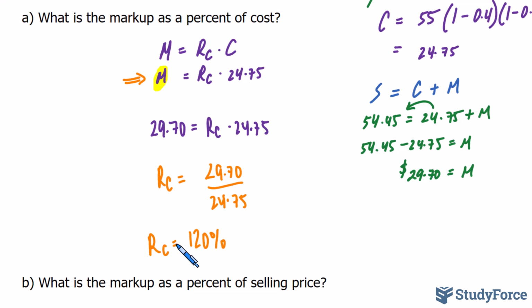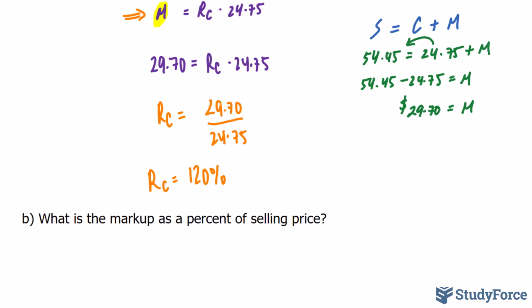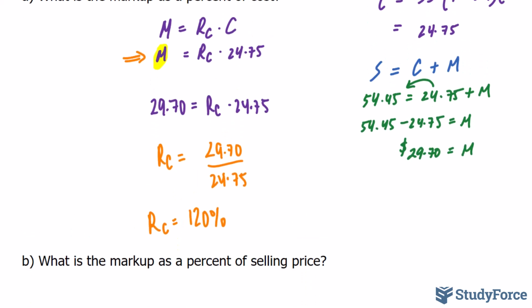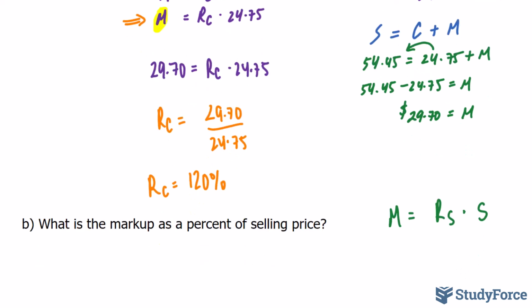Now that's based on cost. In the next example, we're asked, what is the markup as a percent of selling price? The formula to find this is almost identical to the previous formula, M is equal to R sub C times C. But instead of C, we have S. So we're looking for R sub S in the following formula. And all we have to do is substitute values that we've already found.